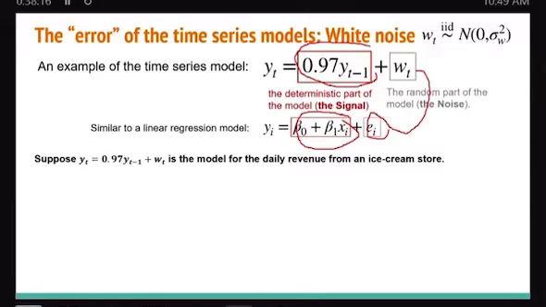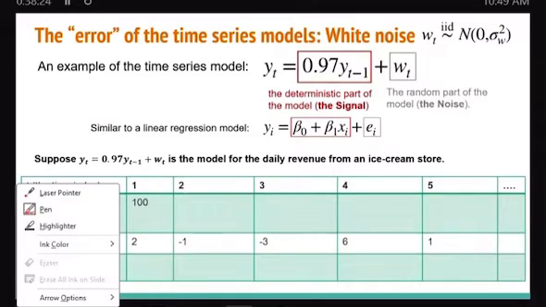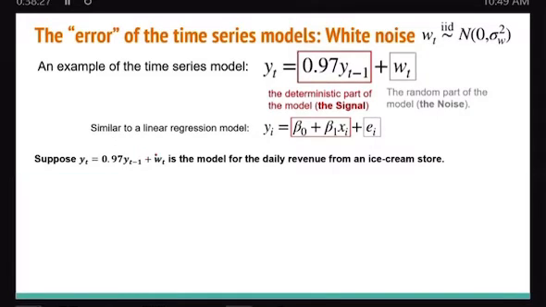Now, I'm actually going to move right now. Let's say, for instance, I want to talk about why this is the model for the daily revenue from an ice cream store. What do we think we're trying to do? We are relating the revenue that we made today in our store selling ice cream to the revenue for yesterday. Does that make sense? That is when the unit of time is day.